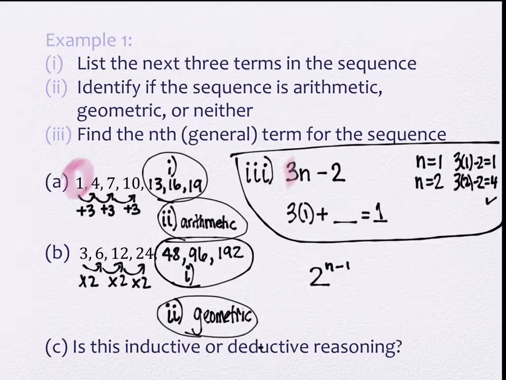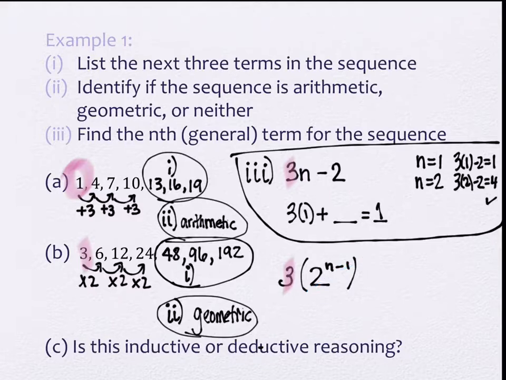So catch this. The first term, which ours was 3, is multiplied on the outside. Whatever the first term is, it goes on the outside. The common ratio is raised to the power n minus 1. The reason it's n minus 1 is because I want to be able to plug the number 1 in and make this whole thing equal to 1, so that it gives me the first term. On the outside is a 3.